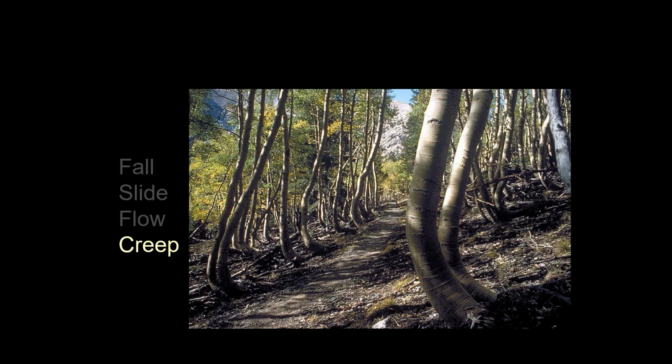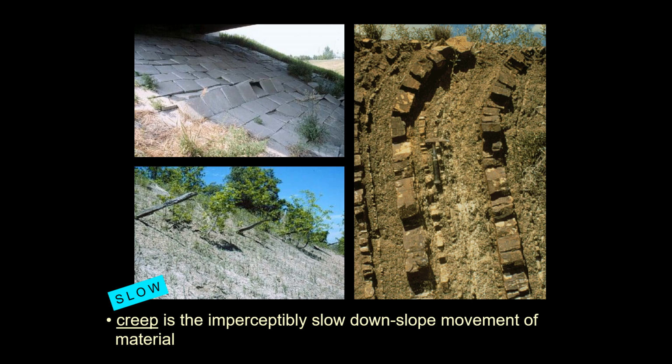The very slowest type of mass wasting is in the category of creep, and it's an imperceptibly slow movement of slopes. And here you see the whole side of this hill right here is being affected by creep. You can see these trees that are sort of bending as they try to adjust. These are aspen trees as they try to adjust to the slope as it continues to sag.